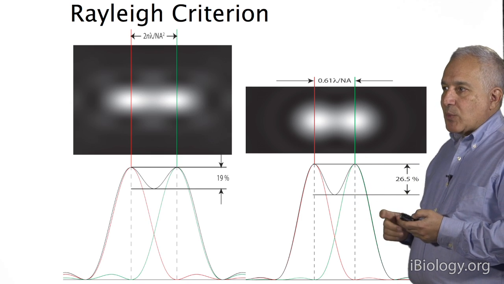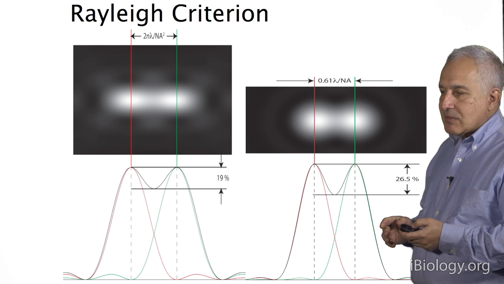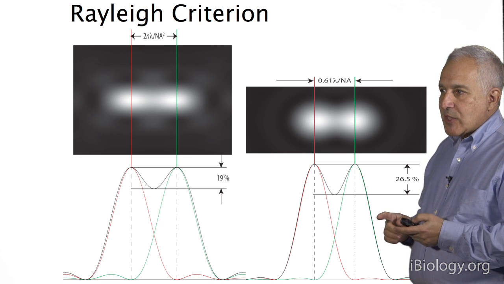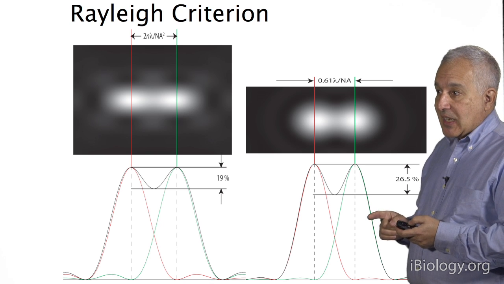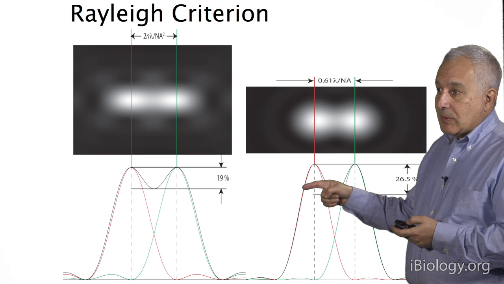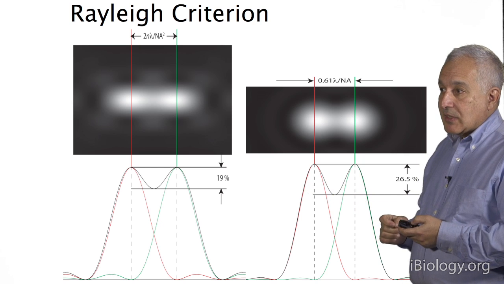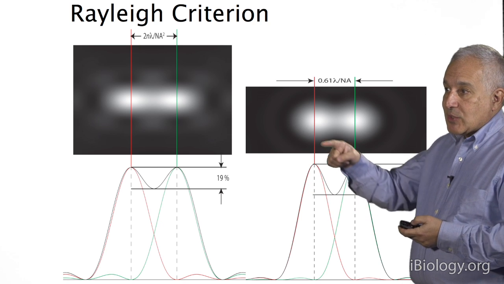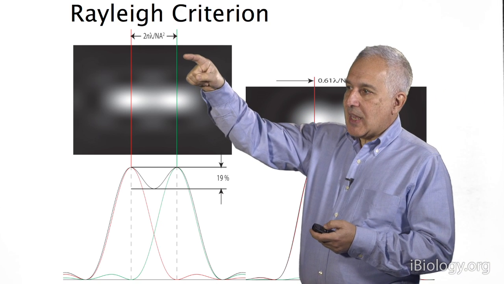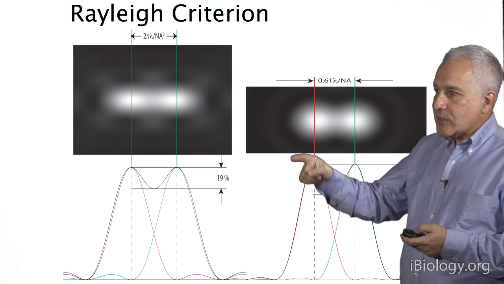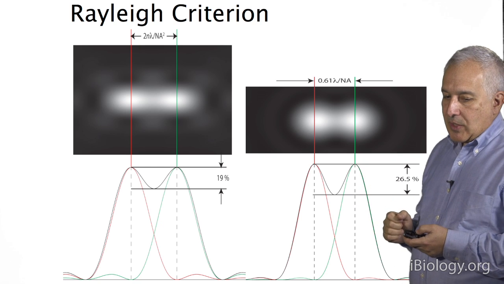One can also apply the Rayleigh criterion in the z-axis, where you go from the center of one to its first dark ring and put the other object at that distance, and that again gives you a value where they dip about 19%. And this is related to the other equation that I mentioned, 2n lambda over NA squared, whereas this is 0.61 lambda over NA.